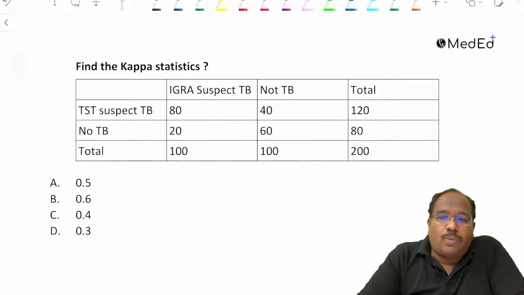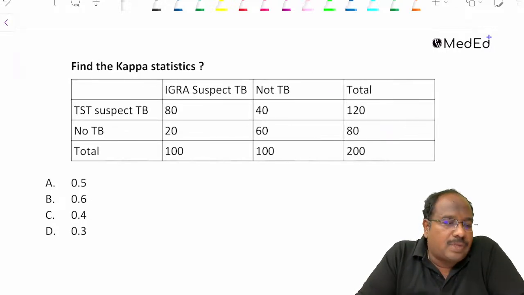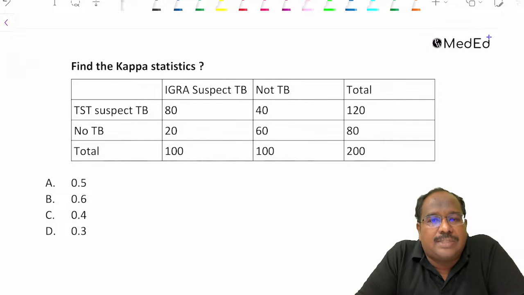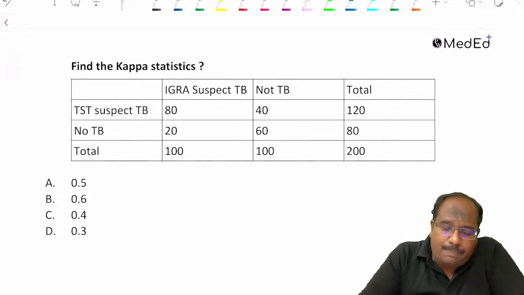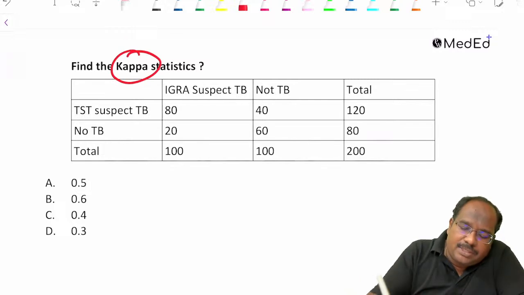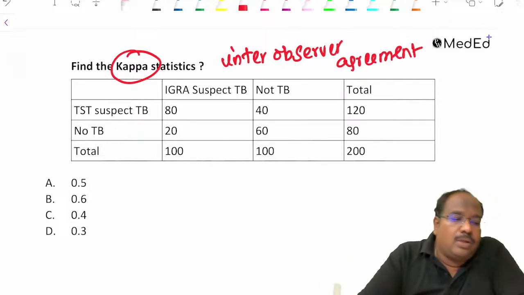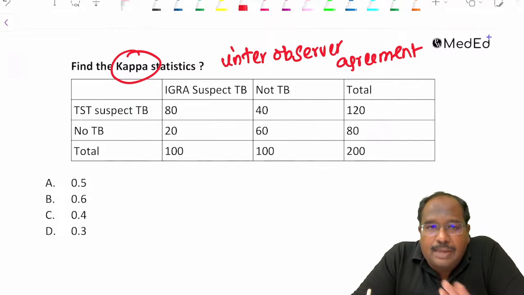Okay, fine. So what is this kappa statistics? You can put it in your chat box. Kappa statistics measures inter rater or inter observer agreement. So agreement between two people. So what is the agreement? Is the inter observer agreement?